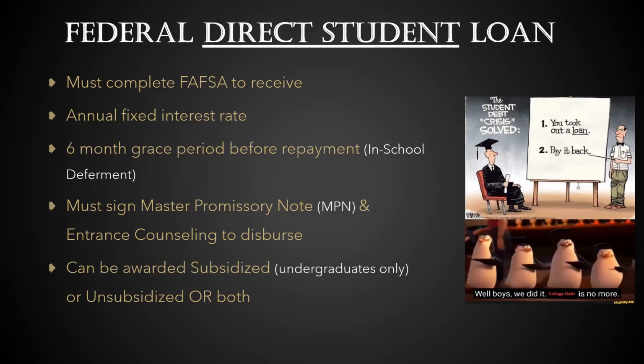And again, the subsidized loan is awarded to undergraduate students only. That's where the government pays the interest on the loan, but a student can also receive subsidized and unsubsidized. If the FAFSA determines they're not eligible for the subsidized portion of the loan, they would receive the full amount in the unsubsidized loan. There are also various repayment, deferment, and forbearance options in case of financial hardship.